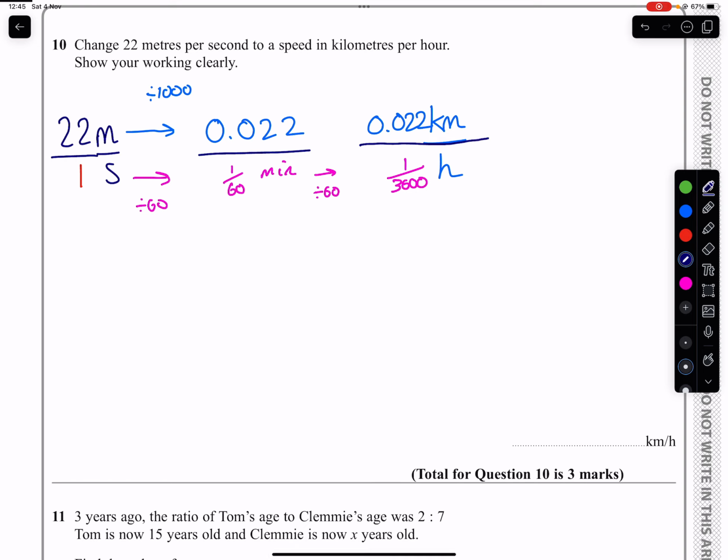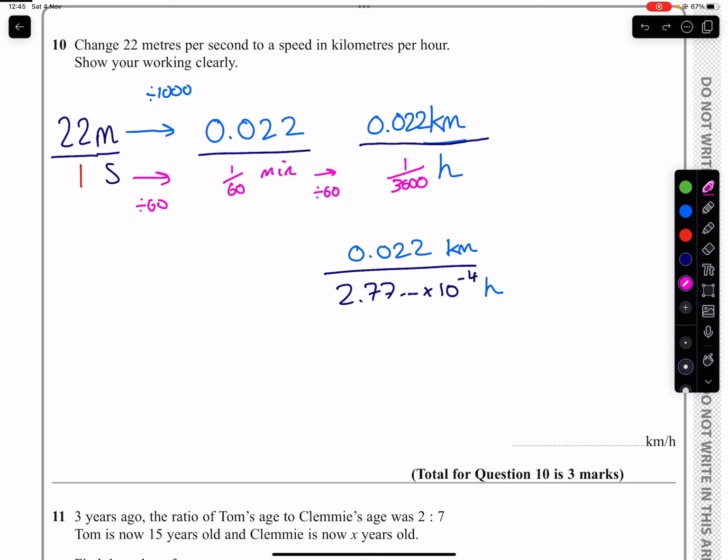So as it stands, it's a bit of a mess in terms of how it looks, but if I had typed 1 divided by 3600 into your calculator, you're going to get this, which is not really that much nicer looking than what we have above. So either way, our kilometers on the top is 0.022. Our hours on the bottom either looks like this as a fraction or looks like this in standard form.